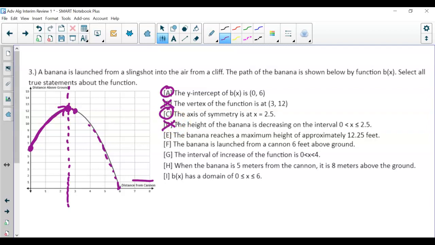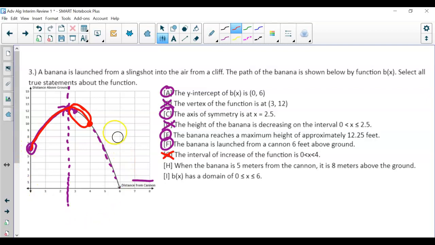The banana reaches a maximum height of about 12.5 feet, so just above the 12. So yes, that is true. The banana is launched from a cannon 6 feet above the ground. Yes, that's what the y-intercept represents. The interval of increase is from 0 to 4. Well, we just discussed the increase is from 0 to 2.5. Because if you said from 0 to 4, and then we stop here at 4, notice this section, it started to decrease. So this is false.